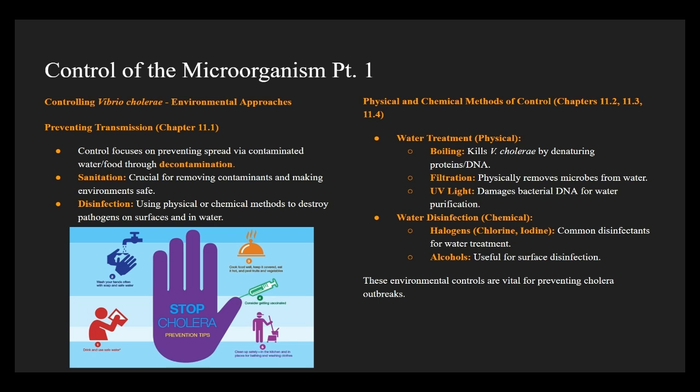Controlling Vibrio cholerae is vital. Preventing transmission through contaminated water or food is central, via sanitation and disinfection. Physical methods for water treatment include boiling, filtration, and UV light. Chemical methods use halogens, for example, chlorine and iodine for water, and alcohols for surfaces. These environmental controls are vital for preventing outbreaks.